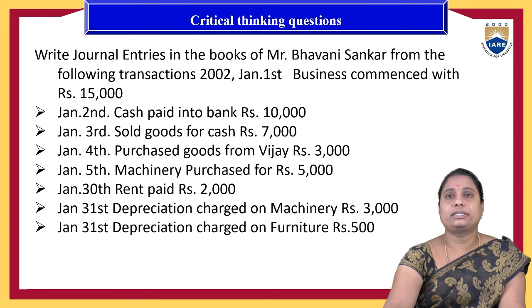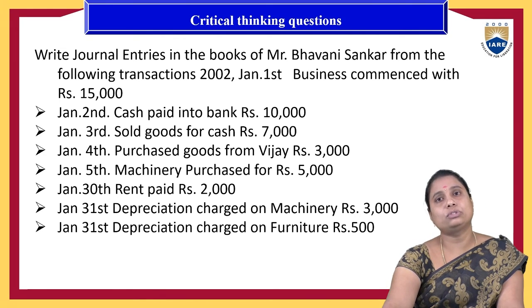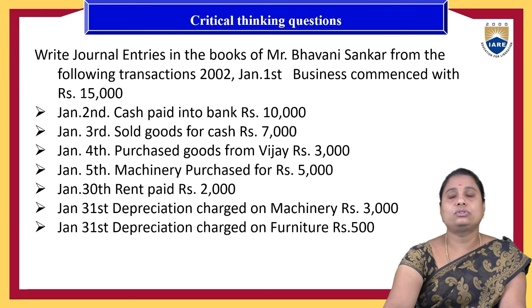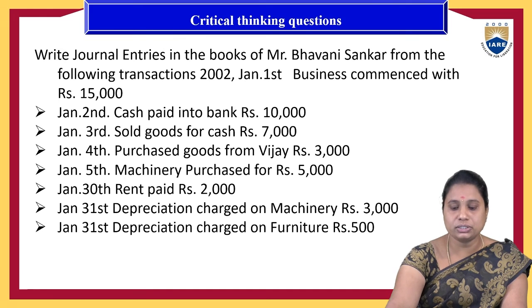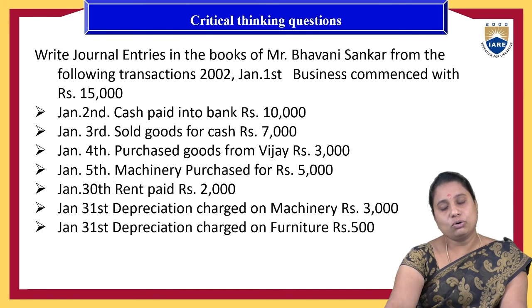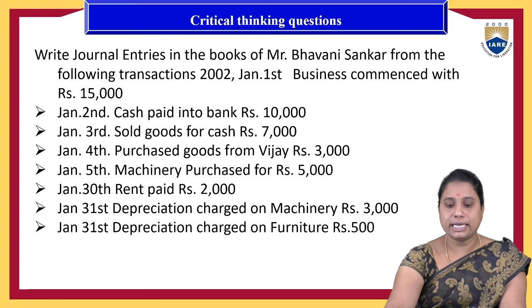Sold goods for cash: cash account debit to sales account. Purchases account debit to cash, because Vijay had not mentioned credit, so we need to take that into consideration here. Machinery purchased: machinery account and cash account.